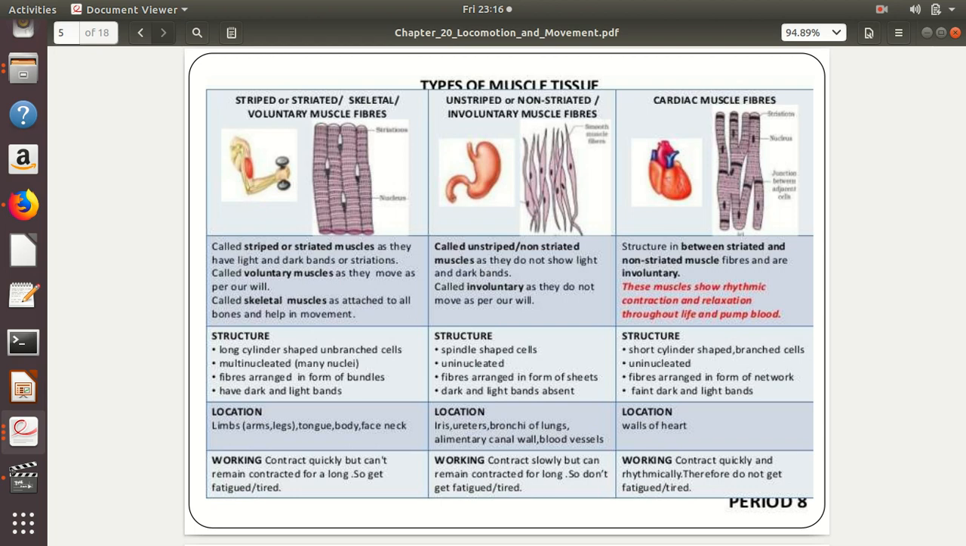The cardiac muscle fibers are structured in between striated and non-striated muscle fibers, and they are involuntary. These muscles exhibit rhythmic contraction and relaxation throughout life, and they pump blood. The structure of cardiac muscle fibers is short, cylinder-shaped, branched cells. They are uninucleated. The fibers are arranged in the form of a network, and they exhibit faint dark and light bands. They do not undergo fatigue and are not under our control. Cardiac muscles are located on the walls of the heart. They contract quickly and rhythmically, and therefore do not get fatigued or tired. That is the nature of cardiac muscle fibers, which are involuntary muscles that also exhibit striations.